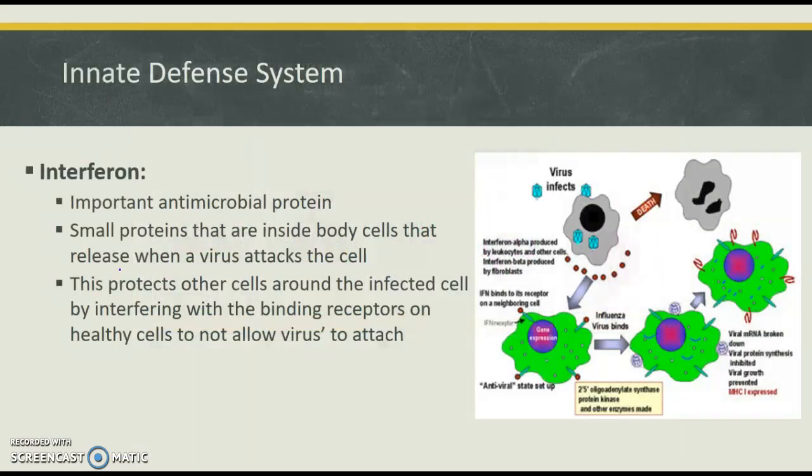Then we also have what's called the interferon, and this is a really important antimicrobial protein. And these are going to be released inside of body cells when a virus attacks them. So basically what happens is if one of your cells becomes infected, instead of just automatically dying and giving up, it actually releases these little proteins that then bind on to other healthy cells and don't allow viruses to attach to them. So it basically protects the other cells by not allowing the virus to enter into a new cell and reproduce.